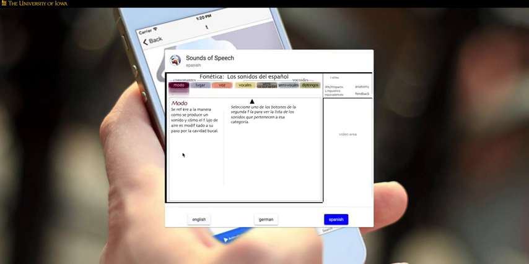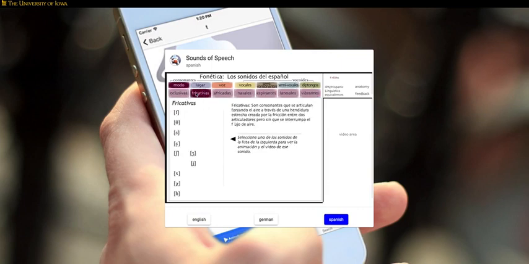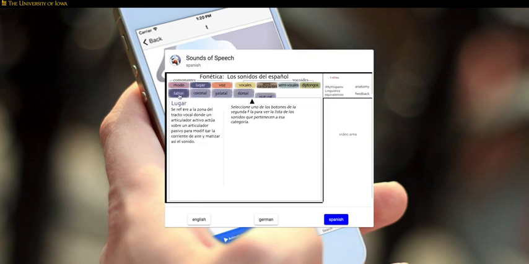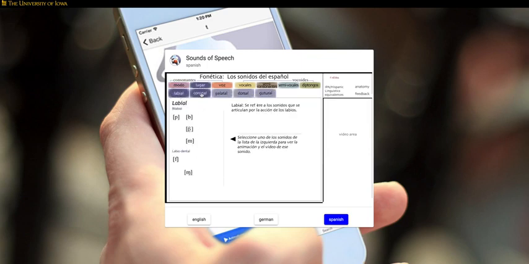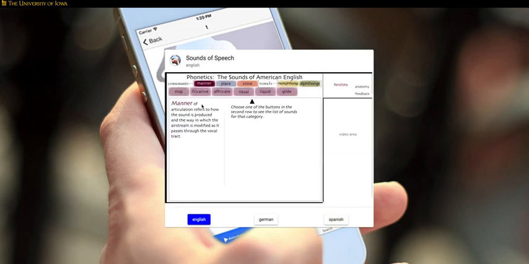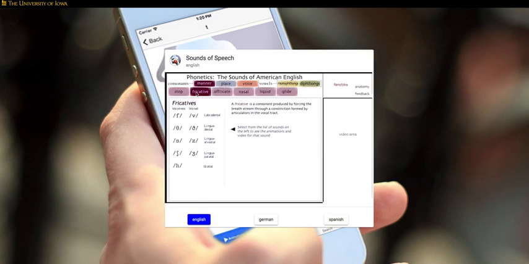Another difference is the labial dental. Let's see where we got this here. I'm in Spanish, that's why. Labial dental V.